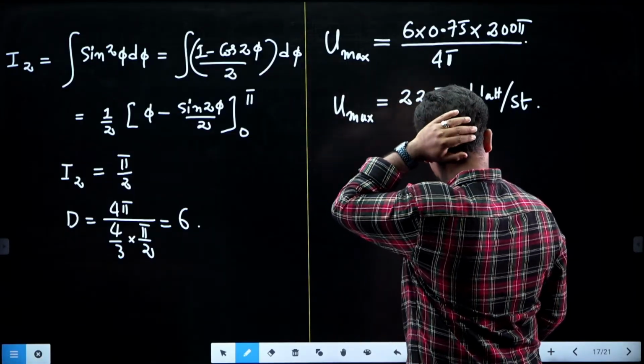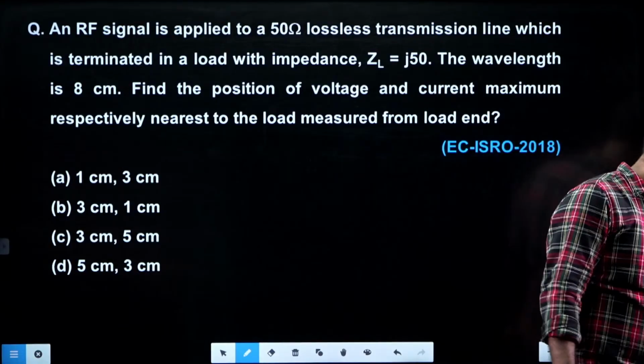Okay, let us proceed further, guys. Yes, Anurag, what is your answer?